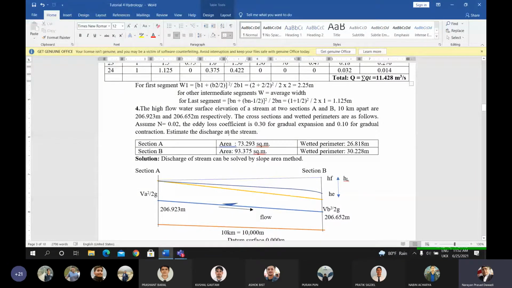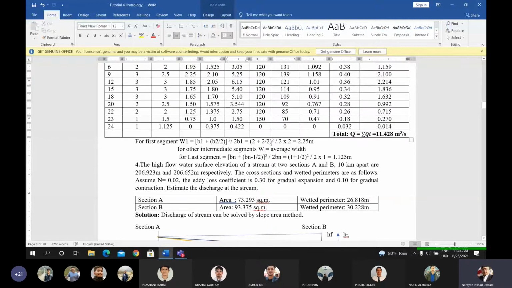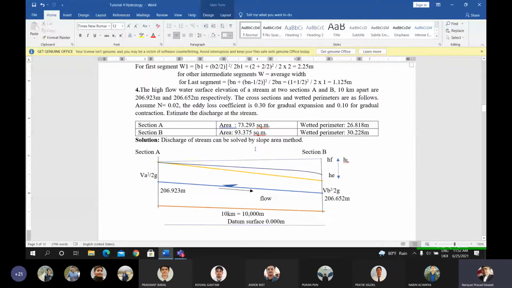gradual contraction. Whether the section is expanding or contracting, you can see from the sectional area, because the first section is section A and the second section is section B. The area of section A is 73.293 while section B is 93.375. You can see that from section A to section B, the sectional area is increasing. So it can be concluded that the section is gradually expanding from A to B.